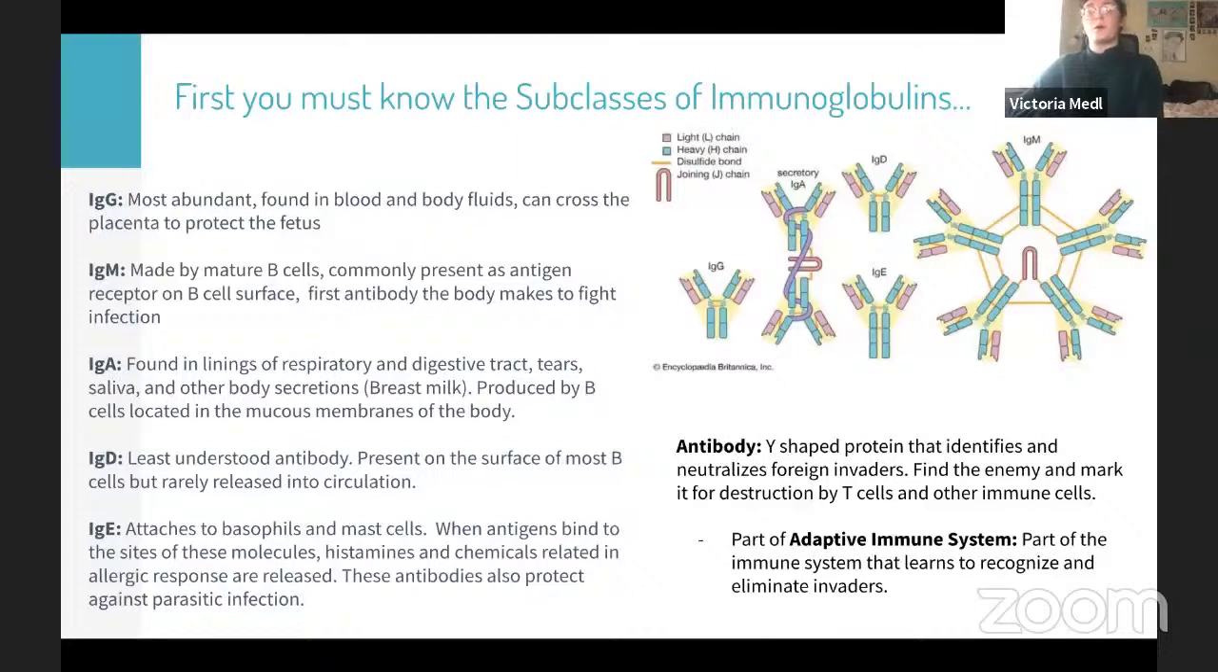IgE is also a major antibody involved in allergic response. So if you have an allergy to something, when those antigens bind to these molecules, histamines and all those chemicals related to that allergic response are released. And these antibodies also protect against parasitic infection.